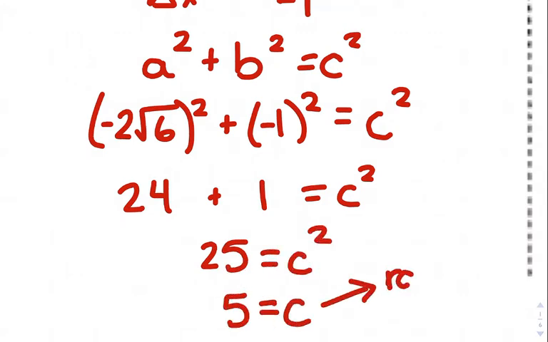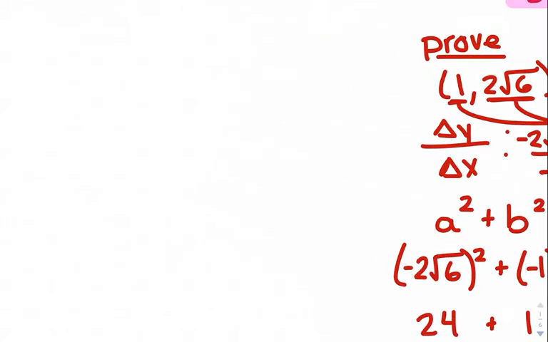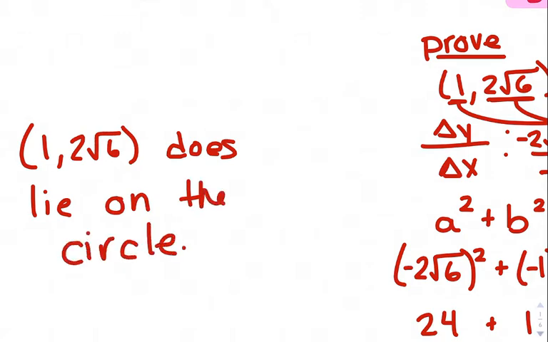And remember that's the radius. So what I have to do now is compare my original radius, so this one, and this one. So you see how they have the same radius? That means the point does lie on the circle. So we can say 2 radical 6, 1 does lie on that circle. And that would be my answer.